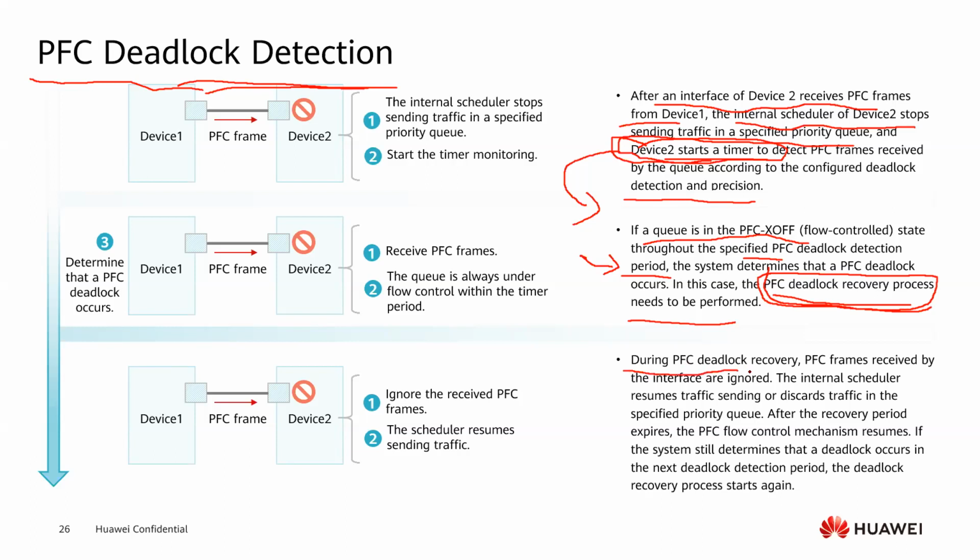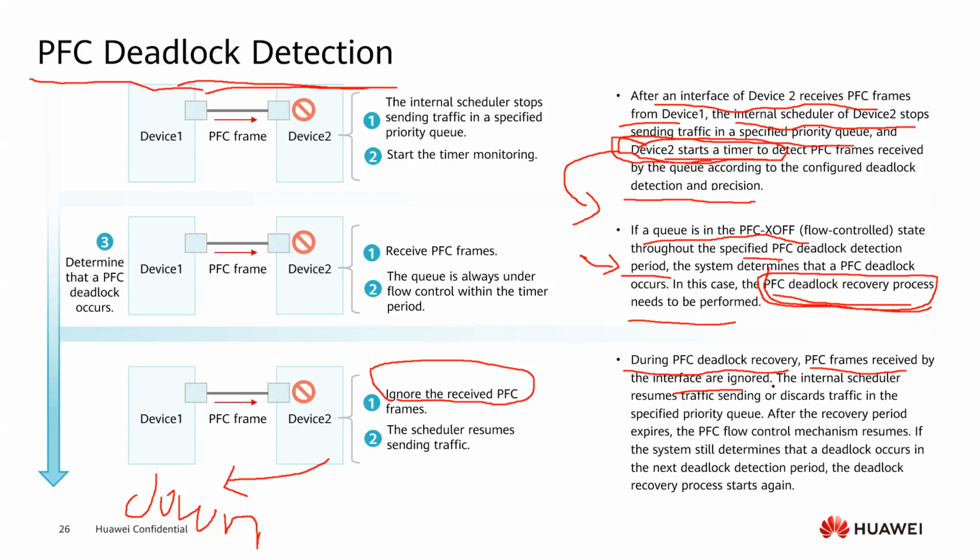During the PFC deadlock recovery, PFC frames received by the interface are ignored. Ignore the received PFC frame. That means device 2 will send the packet to the downstream.